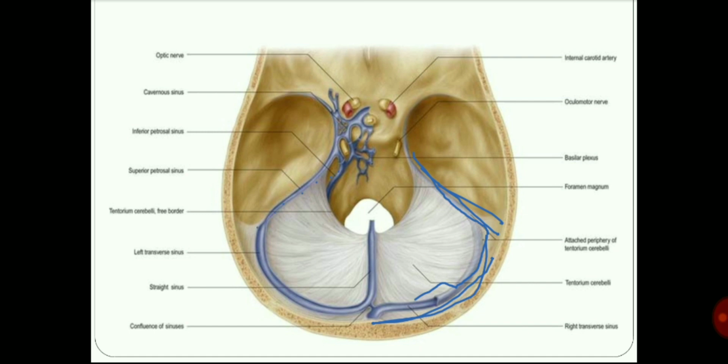Now look at the anterior-most region of this attached margin. It is reaching up to the posterior clinoid process, right behind this fossa, that is sella turcica. And here there is a continuation of this free margin, that is the margin of this tentorial notch. It is extending up to the anterior clinoid process.